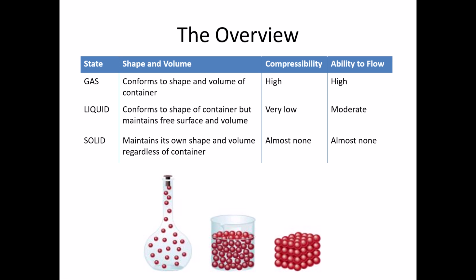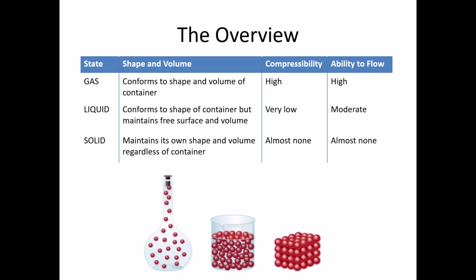The second characteristic we want to talk about is ability to flow. Ability to flow goes back to the idea of viscosity. The molecules have to flow around one another, and this is based on intermolecular forces. Now, in a gas where the molecules are not interacting at all, we have very high ability to flow. There's nothing keeping them tied to a neighbor.